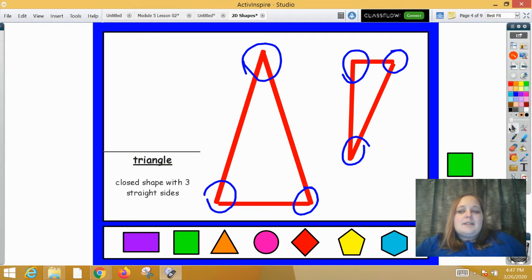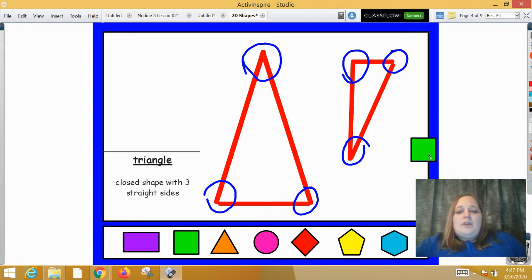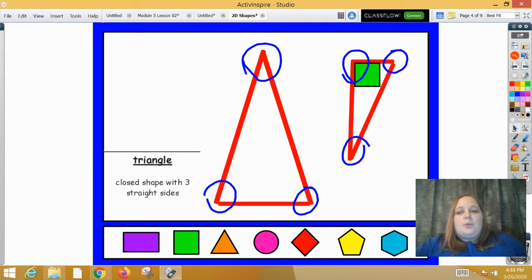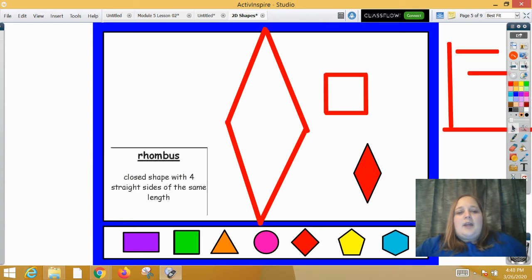In order to test to see if they're a square corner, I can take my square and move it and test it and see. So let's see. Is this one square? No. Is this one square? No. Is this one square? No. Is this one square? Yes. We have 1 square corner. All right. But each shape has 3 corners and 3 sides. Let's see what we're going to build next.